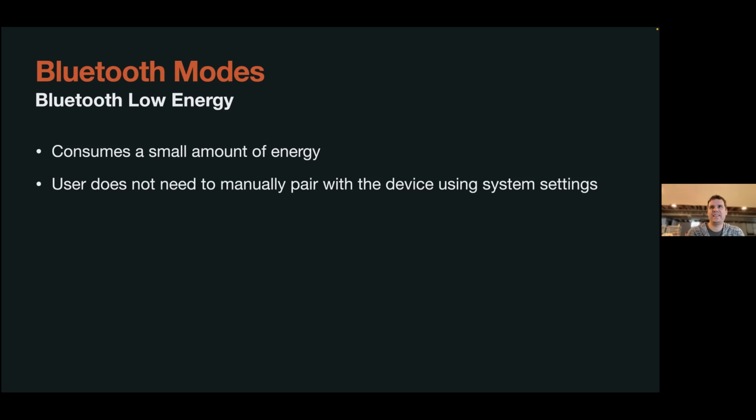And also depending on the peripheral, the user doesn't need to manually pair with the device. So it won't show up in your system settings. If you go to your settings and then Bluetooth and navigate in there and you see a list of Bluetooth devices, you don't need to go through the rigor for that.